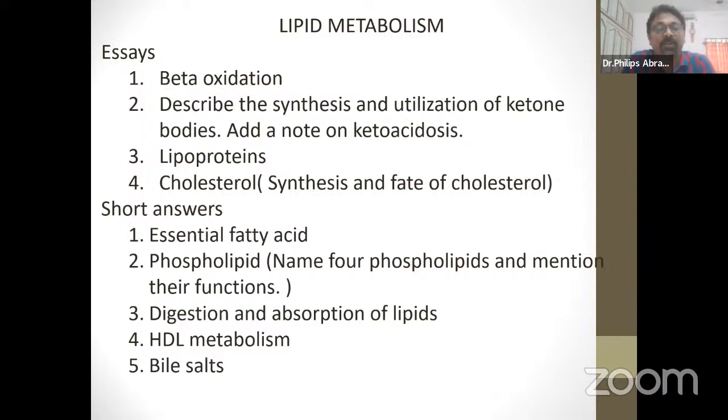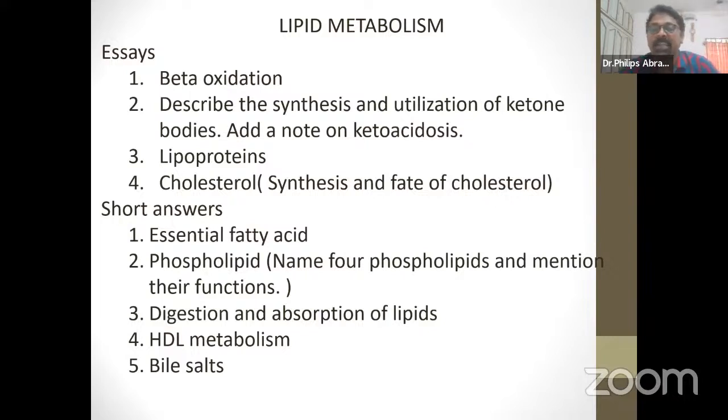Of course, one repeated question in the last 10 years is essential fatty acid. The mistake students make is that when essential fatty acid is asked, some students write about essential amino acid, and when essential amino acid is asked, some write about essential fatty acid. Remember, when fatty acid is asked, just think FA is there. Think in this way: FALL. That L is for linoleic acid, another L for linolenic acid, and A for arachidonic acid.